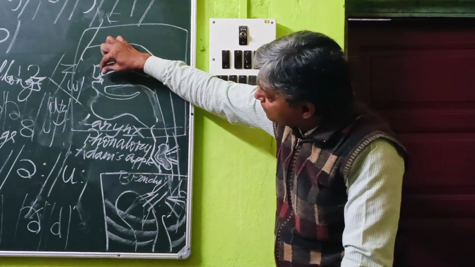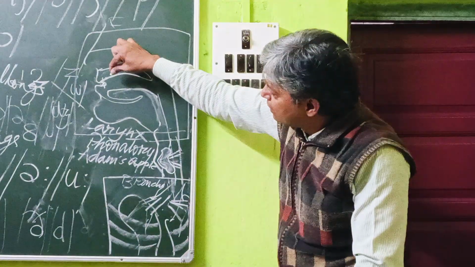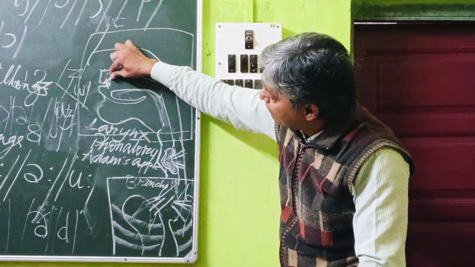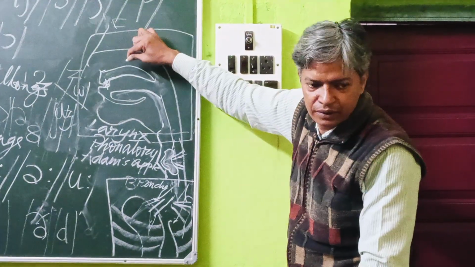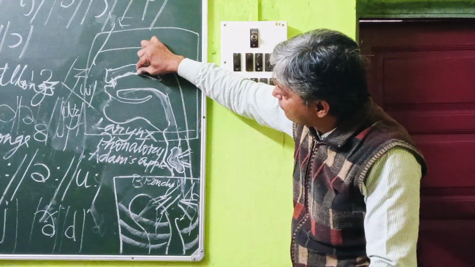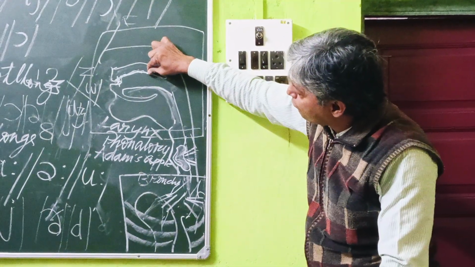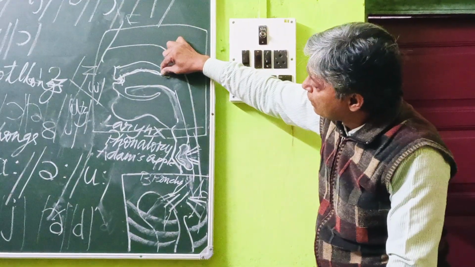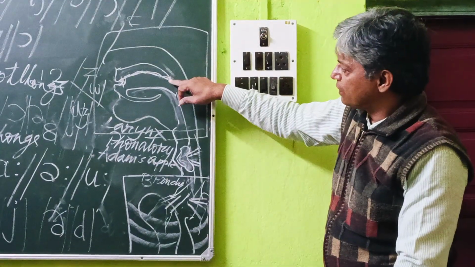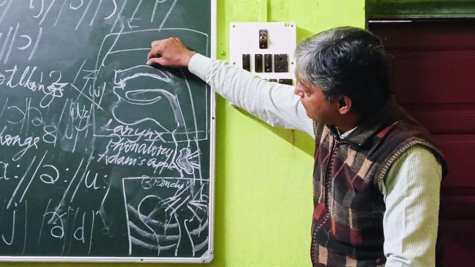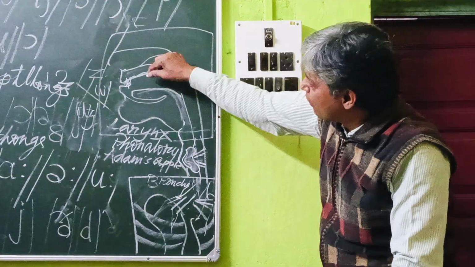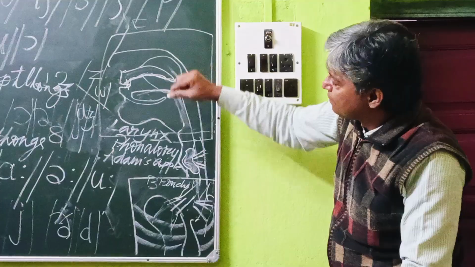Now this roof of the mouth is divided into different portions. This lip, upper lip, then we have the teeth, then we have the alveolar ridge, then we have the hard palate, then we have the center of the roof of the mouth, then we have the soft palate, and finally we have the uvula. Got it? Uvula. The soft palate can expand like this. This can also lower down like this.